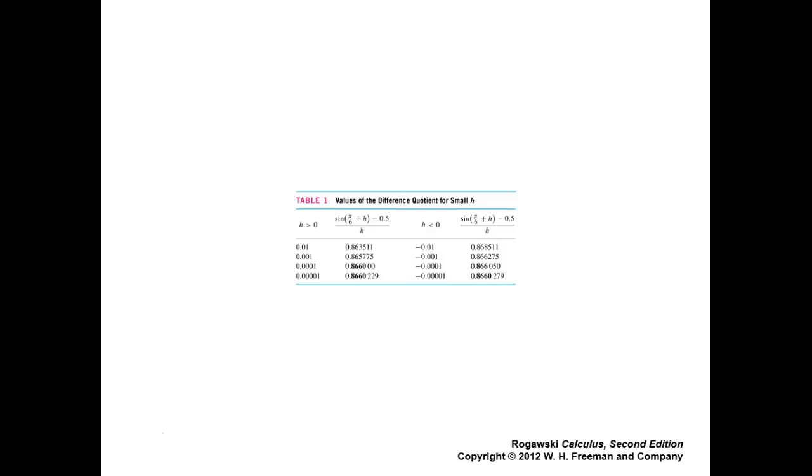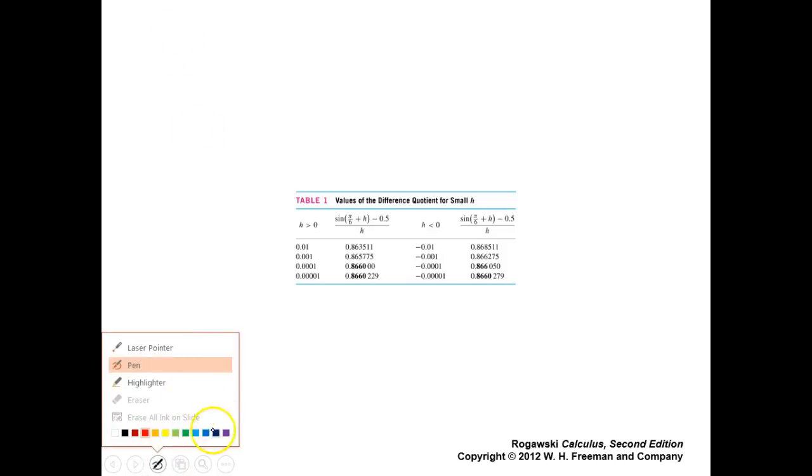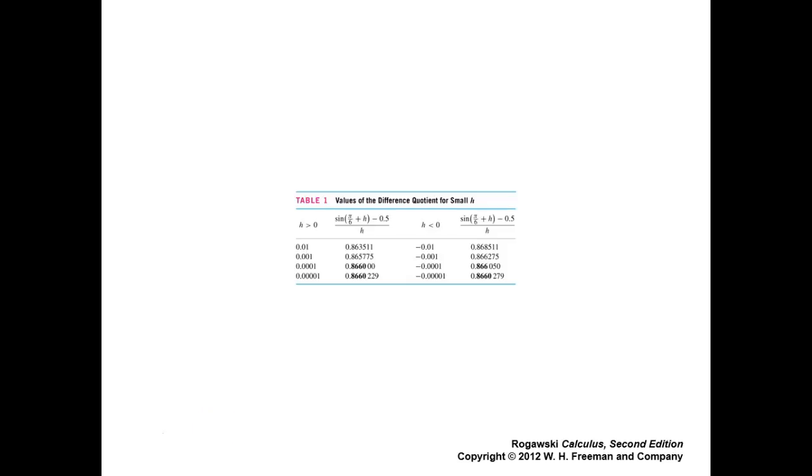Okay, they give us the table here, but let's look at it. Estimate the derivative of, change the silly color back again. Okay. f of x is equal to sine x. We're going to estimate that at x equal pi sixth. Okay?